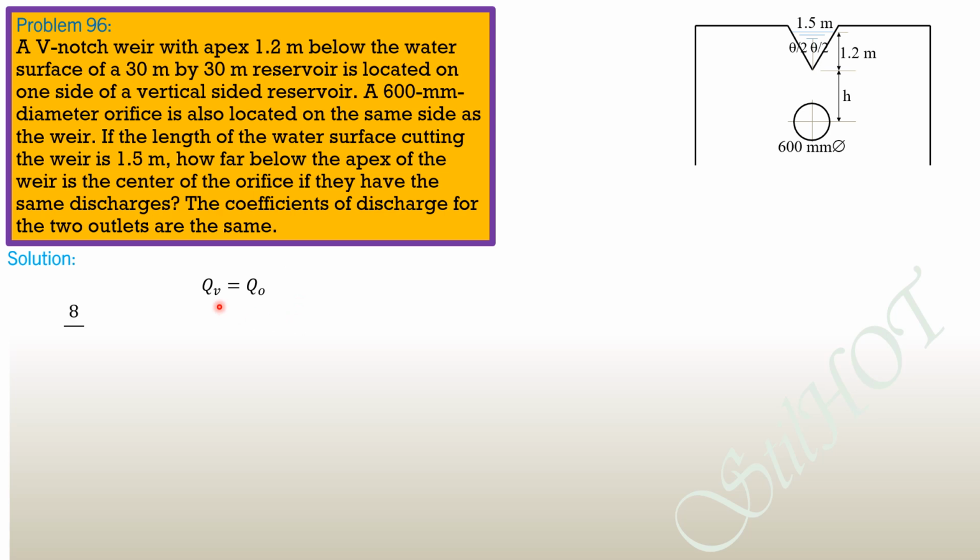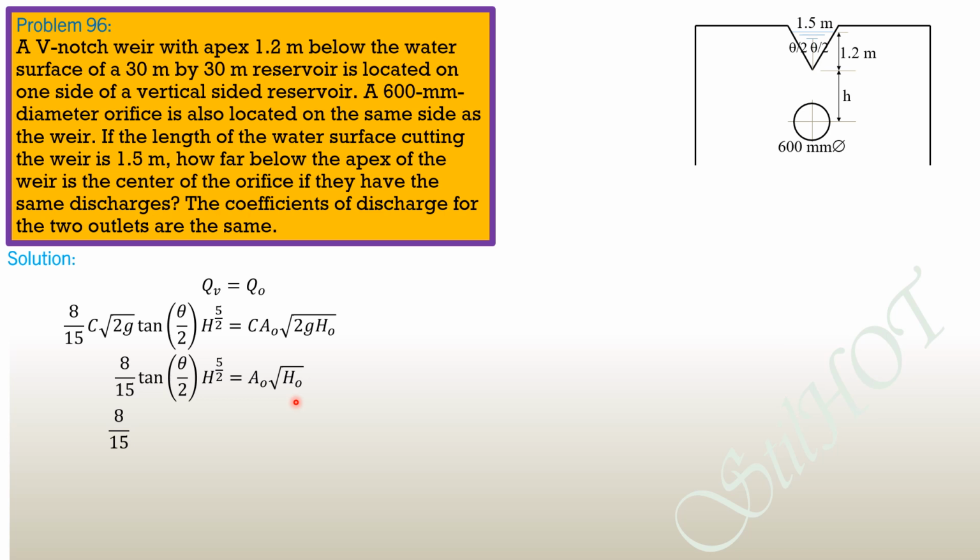So substitute 8 over 15, coefficient of discharge, square root of 2g, tangent of theta over 2, head to the 5 halves, equals C, area of orifice, square root of 2g times head over the orifice. So head over the orifice is small h plus 1.2. The head over the weir is 1.2. They have the same C, so we can cancel C. So 8 over 15, tangent of theta over 2, we also cancel square root of 2g. Then head to the 5 halves equals area of orifice times square root of head over the orifice.